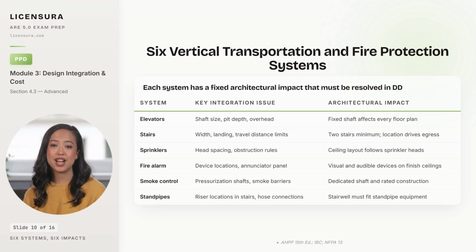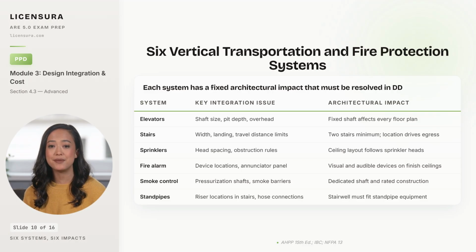6 systems each carry hard architectural impact that the architect cannot delegate away. Elevators are defined by shaft size, pit depth, and overhead clearance. And once those numbers are set, the shaft location affects every floor plan in the building, because the shaft is the one thing that cannot move floor by floor. Stairs are defined by width, landing size, and travel distance limits, and most occupancies require at least 2 stairs separated by minimum distance, which means the stair location drives the egress diagram before the floor plan does.